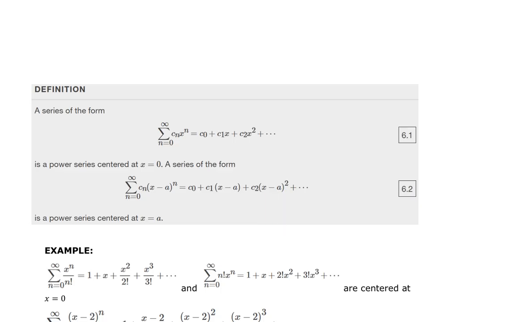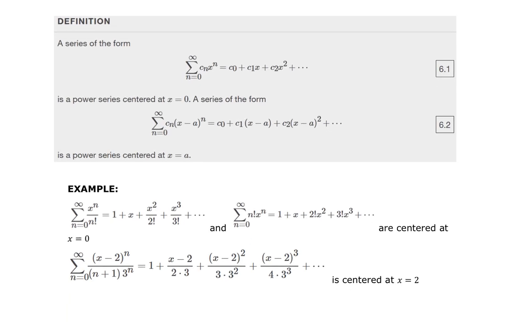To make this definition precise, we're going to stipulate that x raised to the 0 is 1, and x minus a raised to the 0 is 1, even when x is equal to 0 and x is equal to a, respectively. Normally we would have 0 raised to the 0 as a problem, but here we're just going to say x raised to the 0 is 1 and x minus a raised to the 0 is 1.